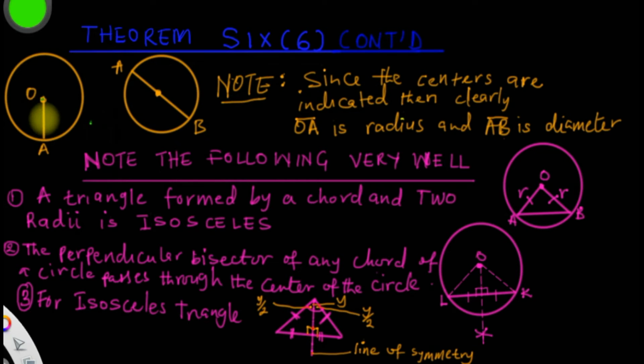So in any question, if you see something of this sort, we can confidently say that OA is the radius. In the same way, looking at this, this is the center, and the chord going through the center is the diameter.